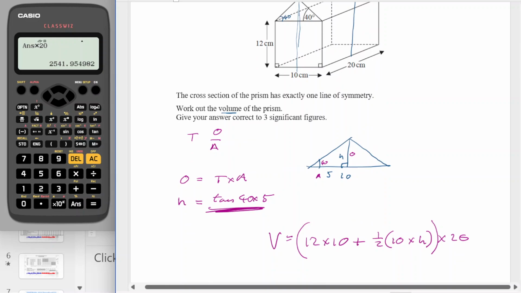Let's look at that again. I think I made a mistake typing something in there. So tan of 40 times by 5. So that's my height. So what I want to do is, and I'll do the whole thing there, 12 times by 10 plus 0.5 times by 10 times by my last answer, and I want to times that whole thing by 20. And I've typed something in wrong again. Too many brackets, I think.